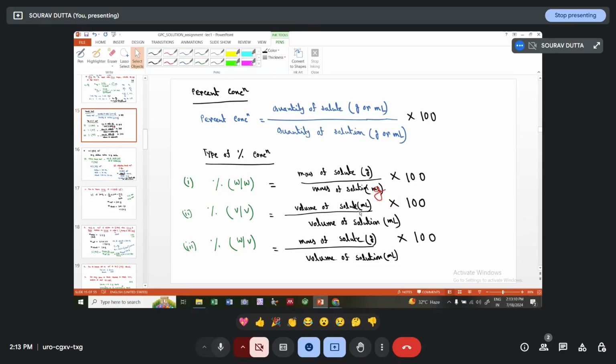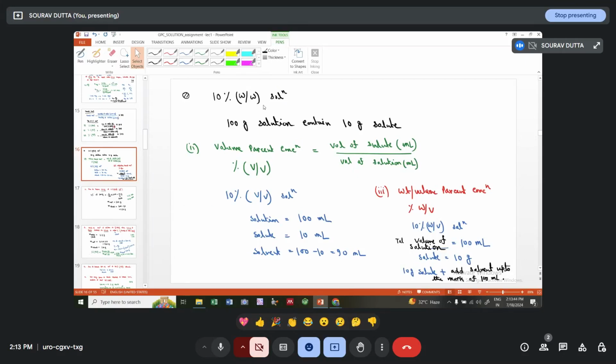That's why solute and solution are taken in volume unit. And the last one is percentage W by V, weight by volume. Your first one is for solute and the second one is for solution. So mass of the solute in gram divided by volume of the solution in ml into 100. What is the physical significance of it? 100 ml solution contains how much gram of solute. It is known as percentage weight by volume.